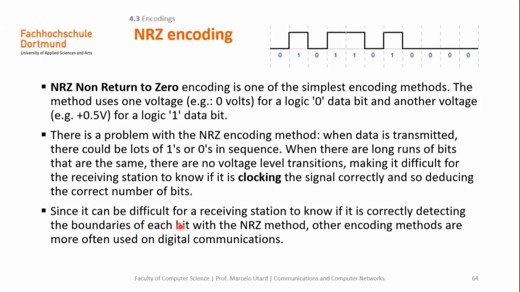Since it can be difficult for a receiving station to know if it is correctly detecting the boundaries of each bit with the NRZ method, other encoding methods are more often used in digital communication. Sometimes, for instance, we use NRZ encoding, but with another encoding method in order to force transitions in order to obtain self-clocking, what we call self-clocking codes or self-clocking encoding.